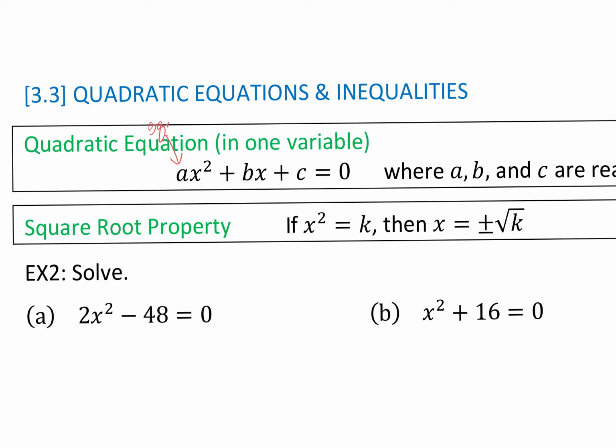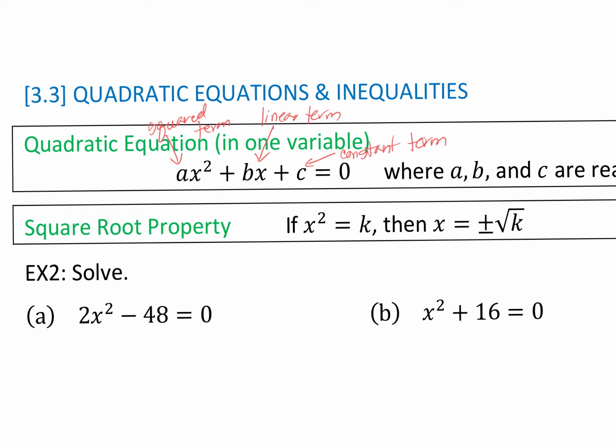So squared term. The bx is what we call the linear term. And the c at the end is our constant term. So quadratic, 3 terms, one is squared, one is linear, one is constant.